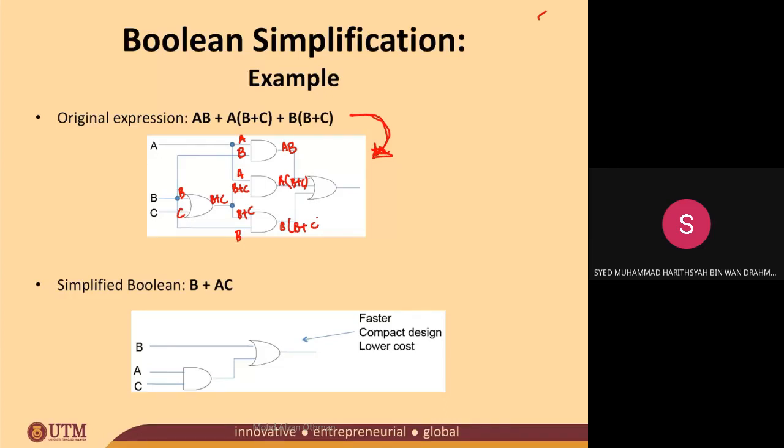Okay. So here you can see that you have how many gates here? Five gates. And actually it's better for you to simplify it. So you simplify the Boolean equation. Here, B plus A, C is just an AND gate, in addition with the OR gate. So here you get the advantage of a faster design, compact design, and or low cost.